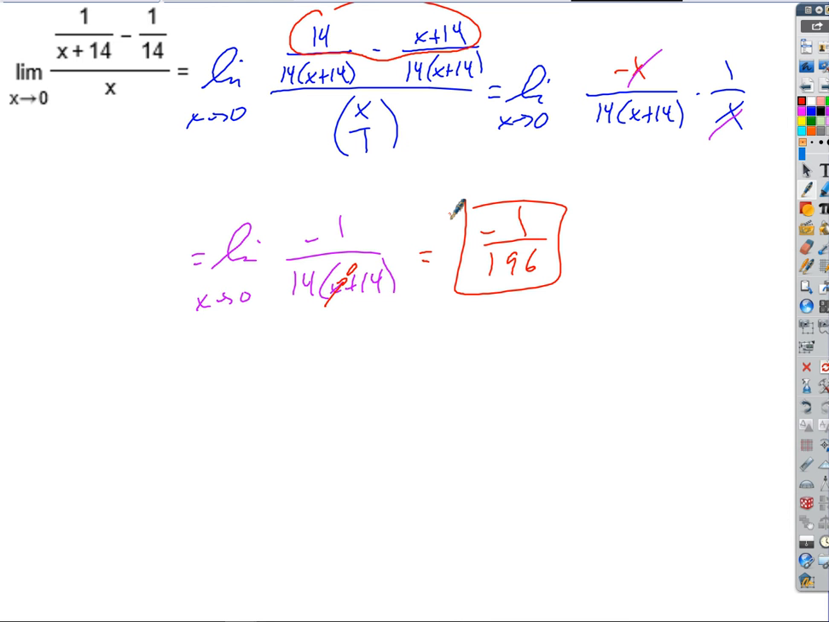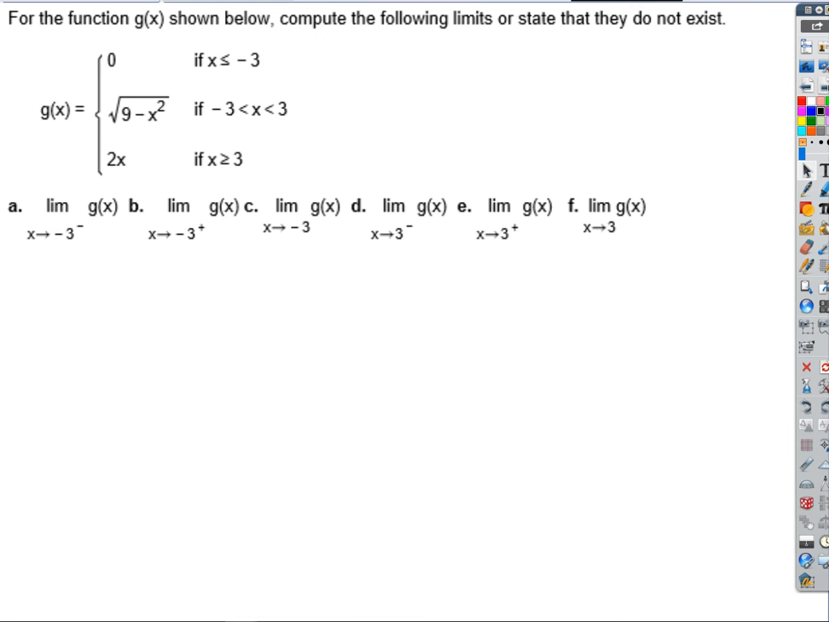Right. So this stuff right here, the numerator, just turned into that, right? And we just divided by x, or dividing by x is multiplying by 1/x. Okay? Questions? Good? Okay, let's look at some of these then.